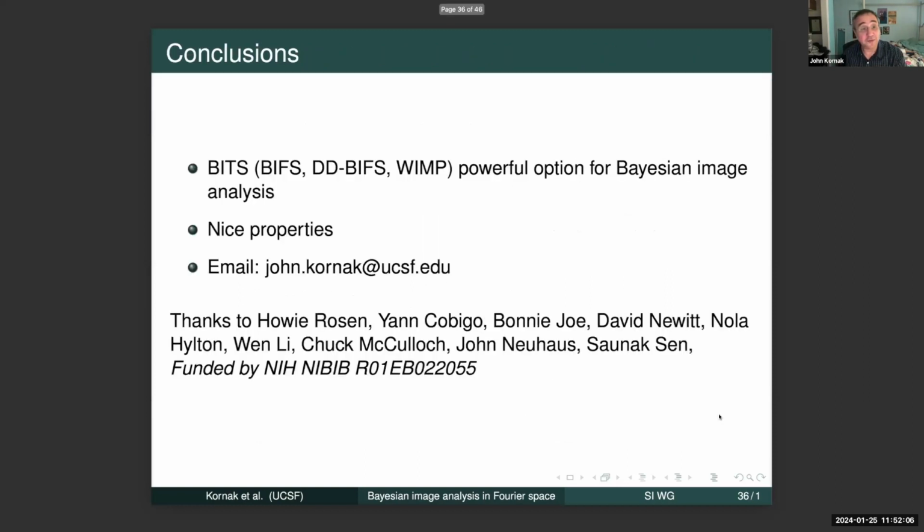Okay, so with that, I'm done. I have very little in the way of conclusions, except that Bayesian image analysis in transform spaces like BIFs, data-driven BIFs, or wavelets gives us a powerful different option for Bayesian image analysis. It has a bunch of nice properties, in particular speed and flexibility. And I'm happy that a few people are starting to play around with it.